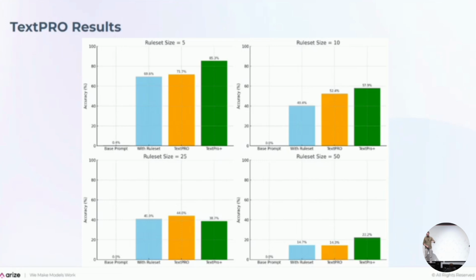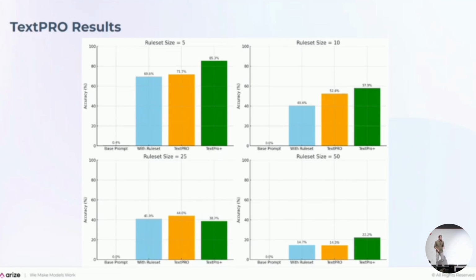The last bar that you see there is TextPro Plus, which is the same process that I mentioned, but run about 500 times, giving you 500 different prompt candidates that we then test against each other to get to one winner. That requires a lot more LLM calls, so it's a much more expensive way to do it, but it does give you boosted performance in almost all the cases up here. This is the technique that we're now taking forward and pulling into our product.